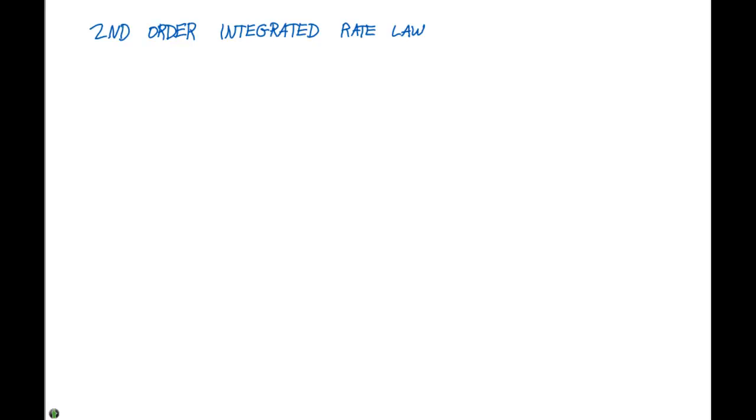Now let's look at how the situation changes when we look at a second order integrated rate law expression. So here we have A becoming B plus C. And if we write out this rate law, we know that the rate is going to be equal to k times the concentration of A to the x power. Well, if we know this is a second order reaction, that means this A has to be squared, because the overall order is going to be the sum of these exponents.